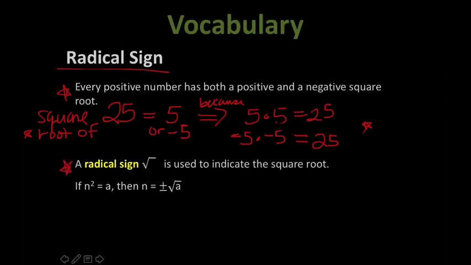Now, when we're working through these problems, I wrote out up above square root of 25. That would take forever if we wrote that every time. So instead of writing square root of in words, we actually use a radical sign. This radical sign is used to indicate the square root. So if n squared equals a, then n equals positive or negative square root of a. Here is an example.